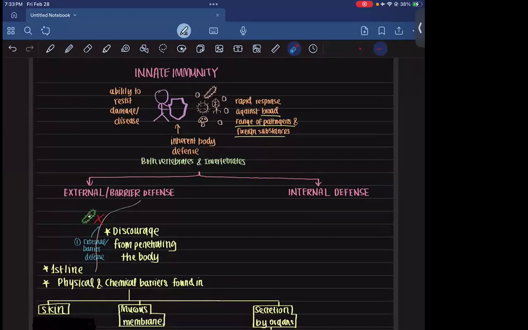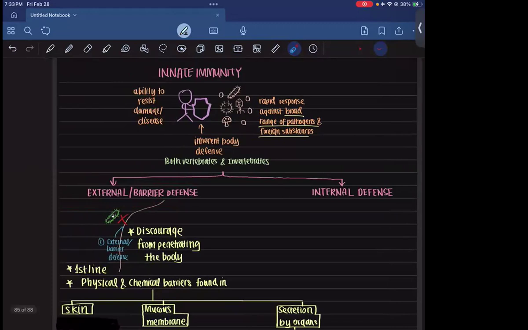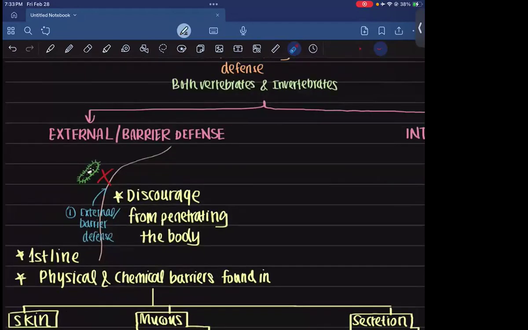Okay, fine. So now let's learn about external barrier defense. First of all, you have to know what happens in external barrier defense. When a bacteria or a pathogen is trying to enter, external barrier defenses are going to discourage the pathogen from penetrating the body. Has it entered the body? No, it's trying to enter and you are preventing it. That is known as external barrier defense.